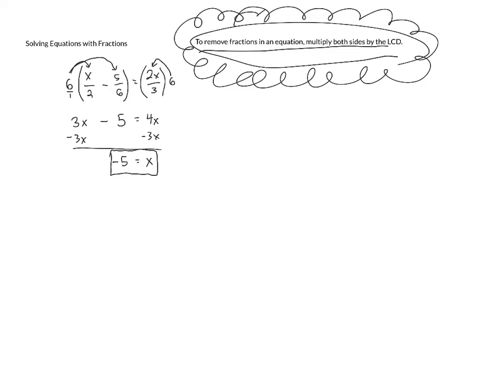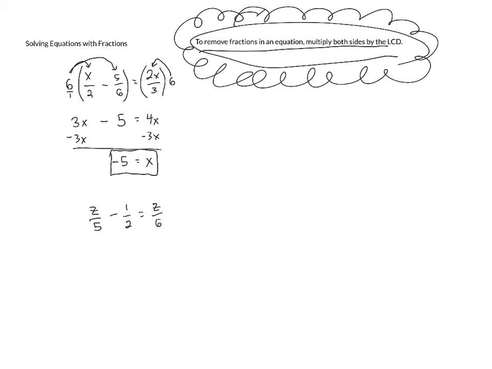All right, let's do a couple more examples. And then if you feel like you need more help, you can look at the linked examples below. Let's take a look at z over 5 minus 1/2 equals z over 6.